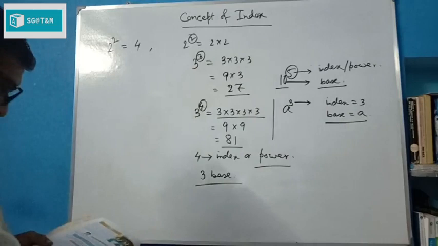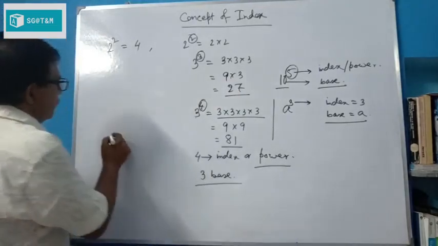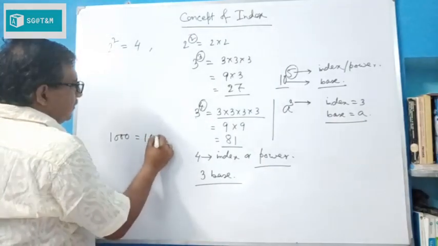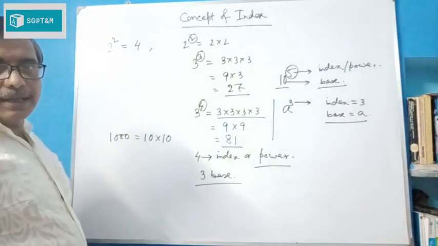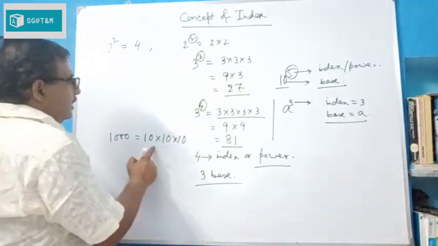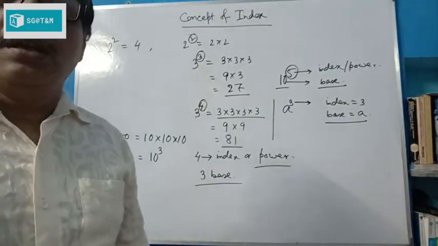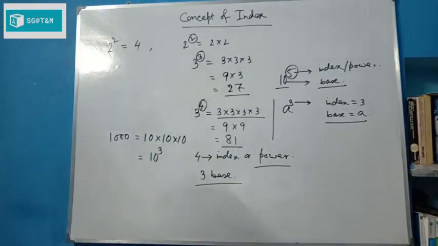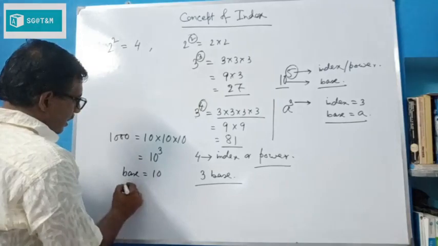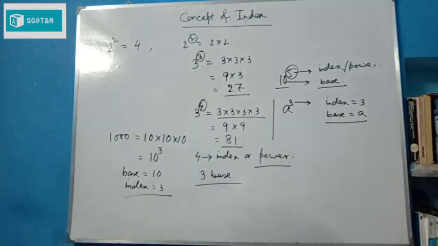So if we write 1000 in the power of 10, what do we have to do? We know that 1000 means 10 into 10, how much? 10 into 10 is 100. 100 multiplied by 10, then we get 1000. So 10 into 10 into 10 can be put in the form 10 cube. In this case, which one is the base? Base is 10 and index is 3. Base and index.